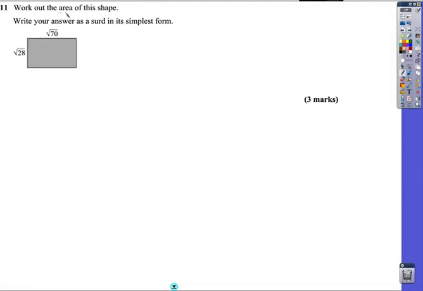Question 11, work out the area of this shape. Write your answer as a surd in its simplest form. This is 3 marks. My guess, 1 mark for your method, 2 marks for accuracy. Okay, working out area, remember length times width, so we got the square root of 28 multiplied by the square root of 70. Now, root A times root B is root A times B.